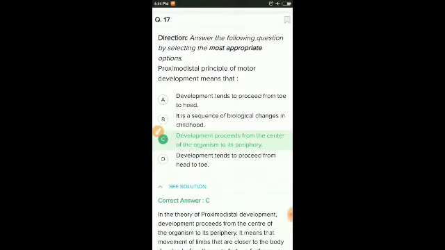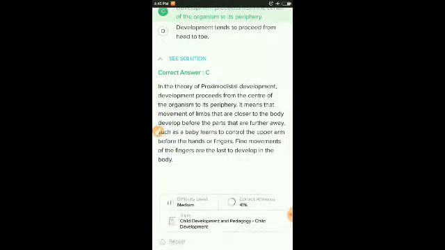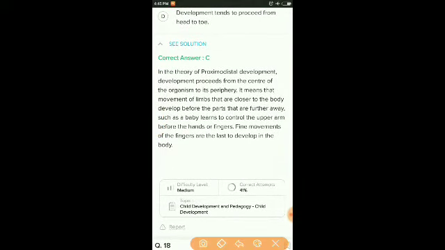Okay, then question number 17, proximodistal principle of motor development means. So it means development proceeds from the center of the organism to its periphery. It means that movement of limbs that are closer to the body develop before the parts that are farther away, such as a baby learns to control the upper arm before the hands or the fingers. Fine movements of the fingers are the last to develop of the body. Before moving the hands or the fingers, the student learns to control the upper arm of his body. Then after that he learns the fine movements of his fingers, like that.